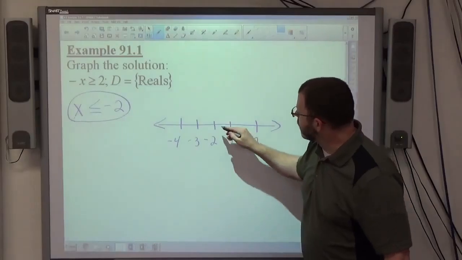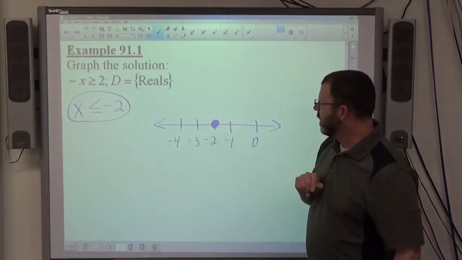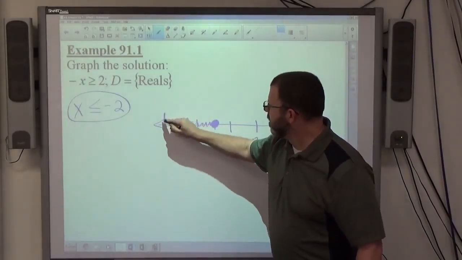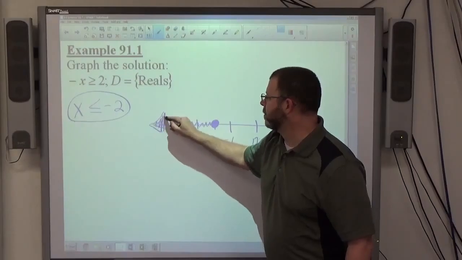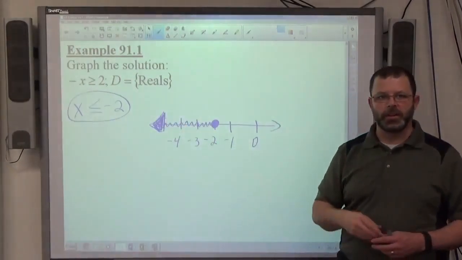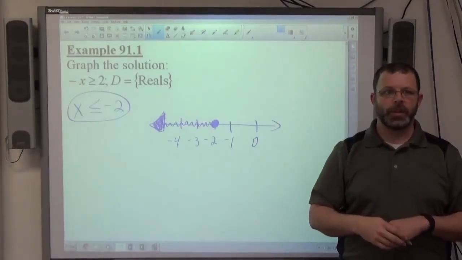X is less than or equal to negative 2 gets me a closed filled-in circle at negative 2. And less than goes to the left, so I would shade that off to the left, making my arrow bold like so. Anytime you're graphing reals, your graph should look something along those lines: an open or closed circle, either going to the left or going to the right, with the arrow shaded in.